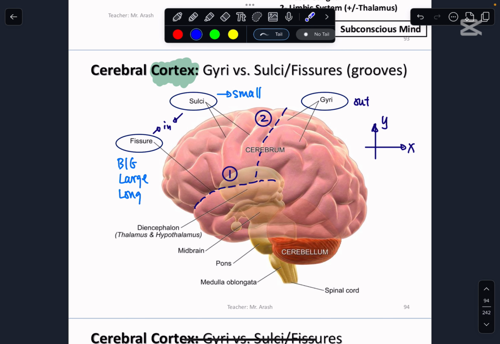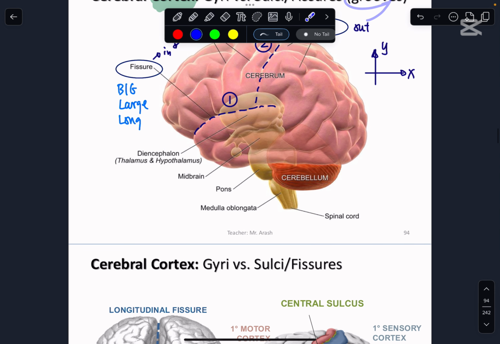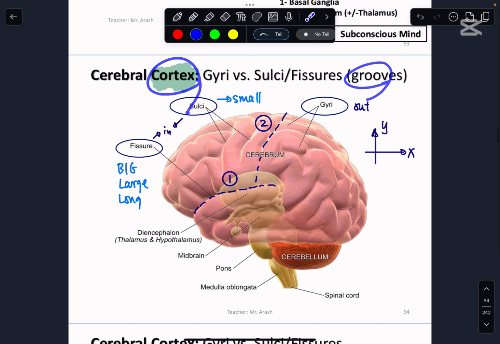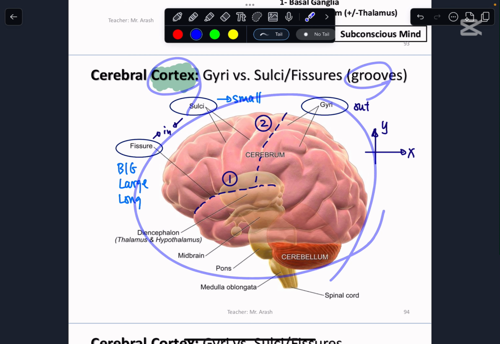Sometimes we call them sulcus, sometimes fissure; it doesn't matter. The point is that they're essentially the grooves. So that's what you need to know about the cortex with regards to this slide.